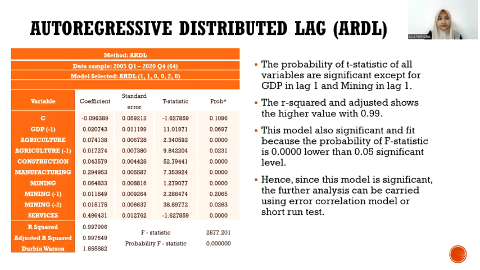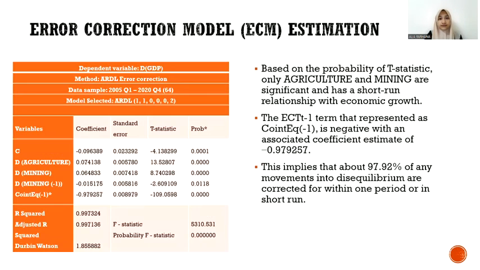error correction model. Next is the autoregressive distributed lag, or ARDL, model. As you can see in the table, the probability of the t-test of all variables is significant except for GDP at lag 1 and mining at lag 1. The R-squared and adjusted R-squared show a high value of 0.99. This model is also significant and fit because the probability of the F-statistic is 0.00, lower than the 0.05 significance level. Hence, since the model is significant, the further analysis can be carried out using the error correction model, or short-run tests.